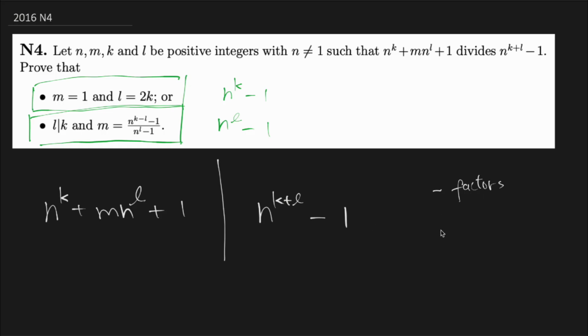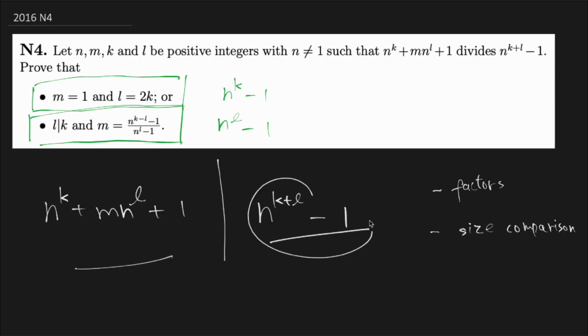In contrast, a more algebraic way to look at things is to do bounding, or I'm going to call it size comparison because I feel like that's more intuitive. So we are comparing the size of the two things. For example, if this thing divides this, then obviously this thing needs to be bigger than or equal to. And by the way, this can't be 0 because we have restricted n not equal to 1. And so yeah, we can do size comparison.